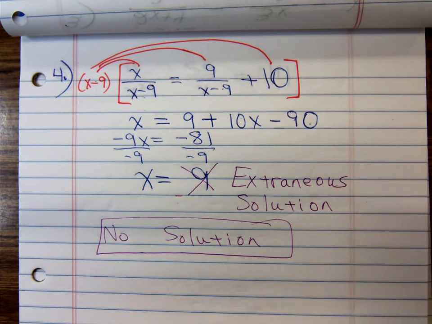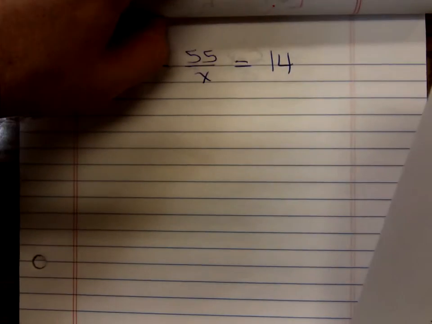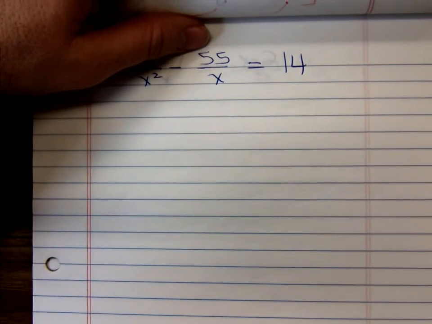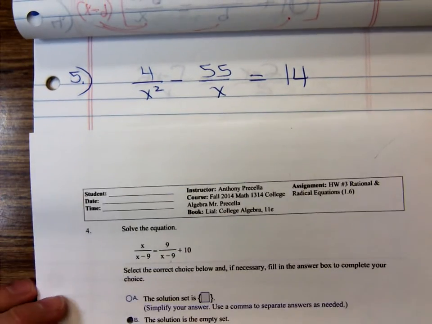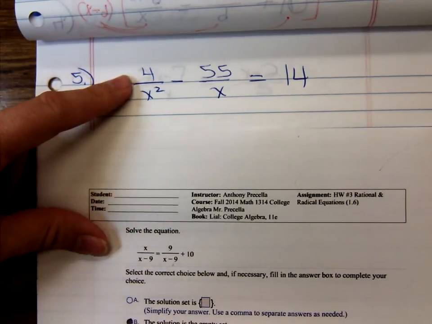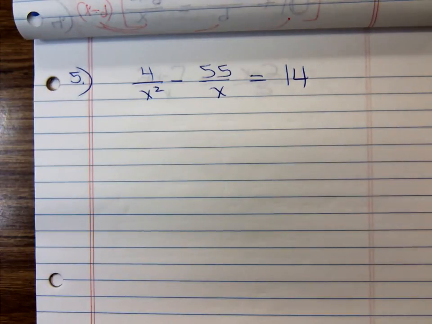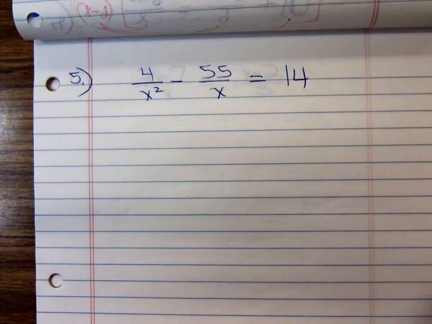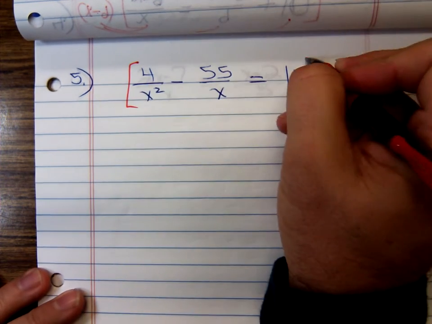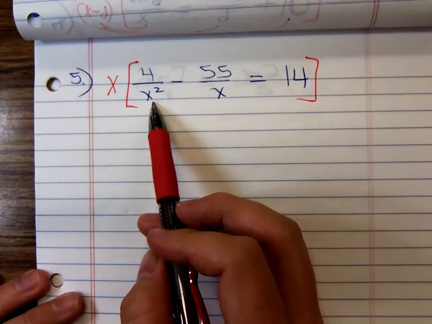Now, number 5. I wonder if we're going to have an extraneous solution here. Instructions just say solve the equation 4 over x squared minus 55 over x equals 14. Okay, well, what can we multiply through by to cancel out those denominators? A common mistake is for people to say x, multiply through by x. If you just use a single factor of x, if you multiply through by x, would you cancel out that entire denominator?